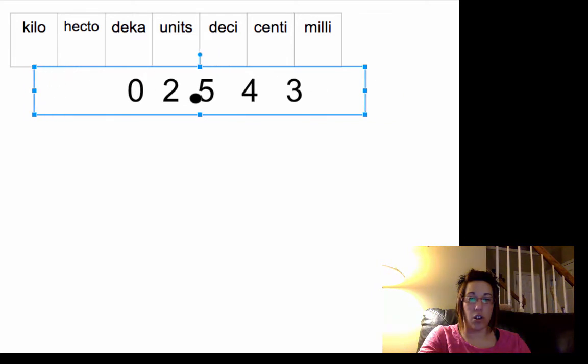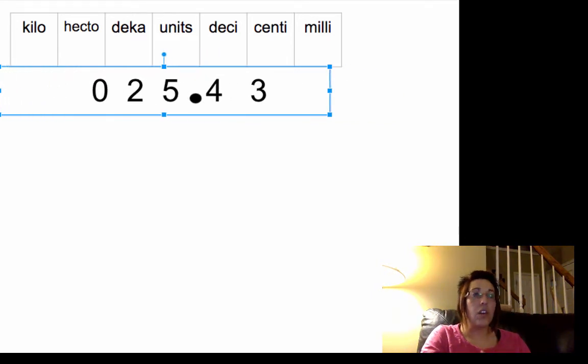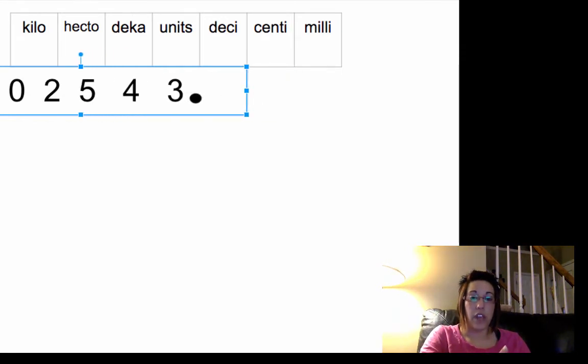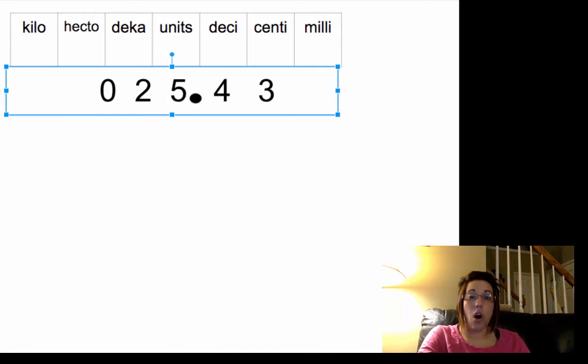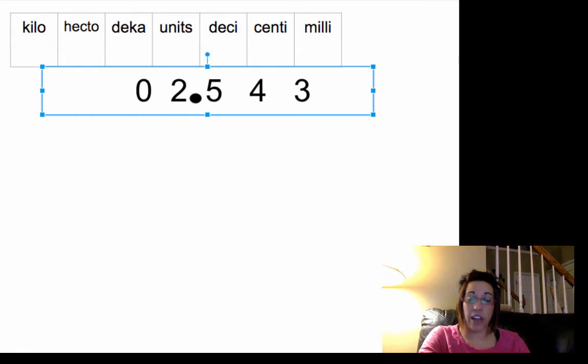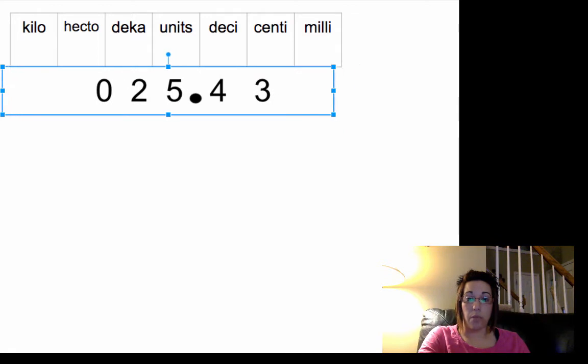So let's go back to the original number. We have 25 and 43 hundredths meters. If we want to talk about decimeters, we would multiply by 10 and have 254 and 3 tenths. If we want to talk centimeters, we would multiply by 10 again and have 2,543. This is all about using place value and our places to go ahead and divide by 10 and make my number smaller, or multiply by 10 when I come back to the other side.